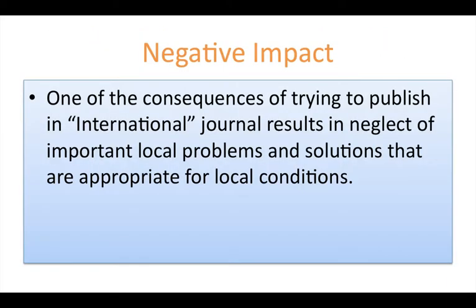And one of the consequences of this system is that many researchers from the developing world are encouraged or forced to publish in so-called international journals. And the result is that a lot of the research that is of local relevance is ignored in favor of research questions that are more likely to be published in so-called international journals. So local research is ignored, and a lot of local solutions are not being looked at as a result.